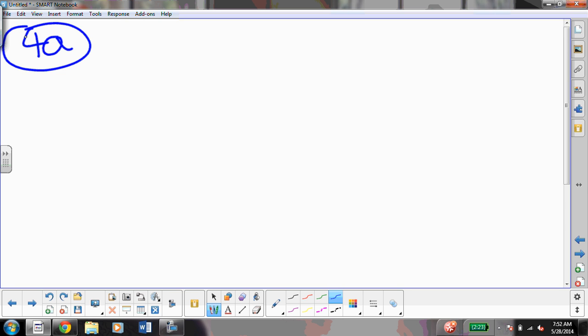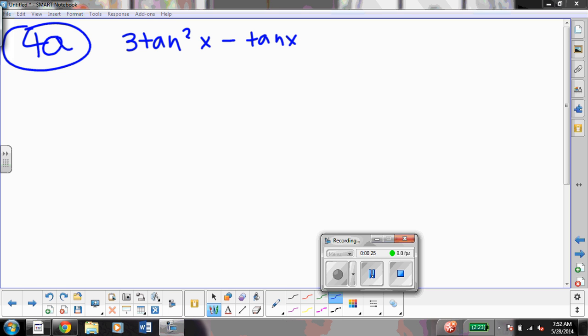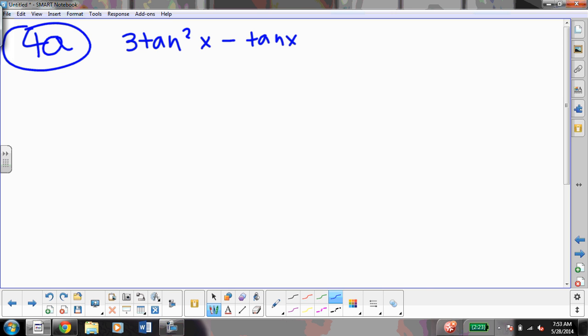For 4a, we start out with the problem 3 times the tangent squared of x minus the tangent of x equals 2. Since I have a squared term and a non-squared term, I have to get everything on the same side. Now I need to factor.